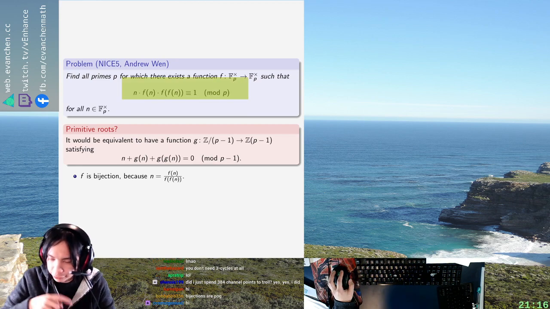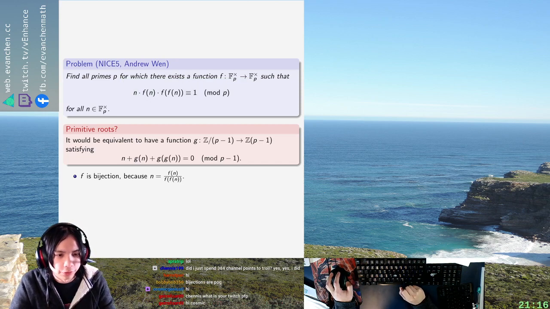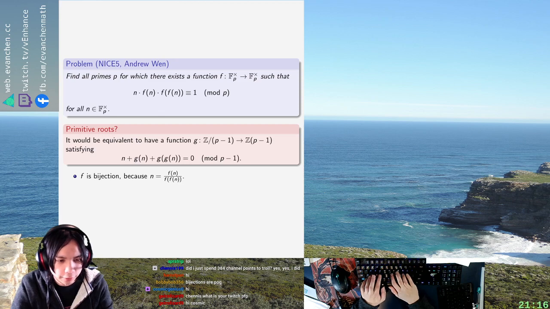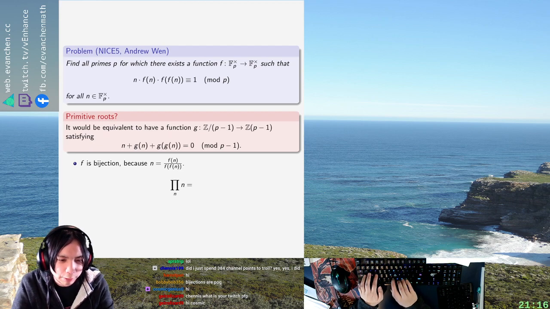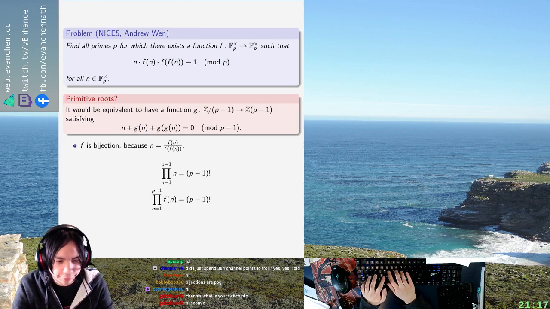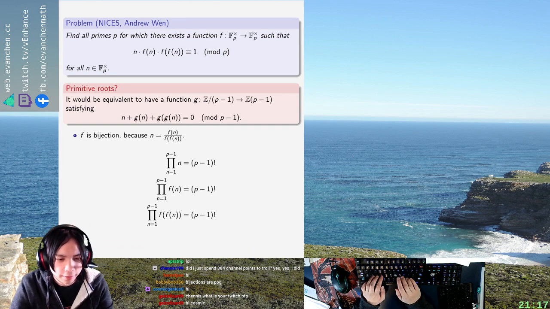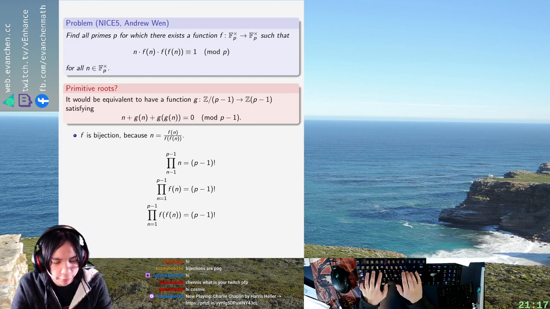If I take this thing and multiply it across all inputs n, each individual thing will go through all of the p minus 1 residues. So the product over n of n is just p minus 1 factorial, but also the product over n of f of n will also be p minus 1 factorial. That's what it means to be a bijection. And also the product of f(f(n)), by the same token, would be p minus 1 factorial. So multiply all together, and you get 1 equals p minus 1 factorial cubed.